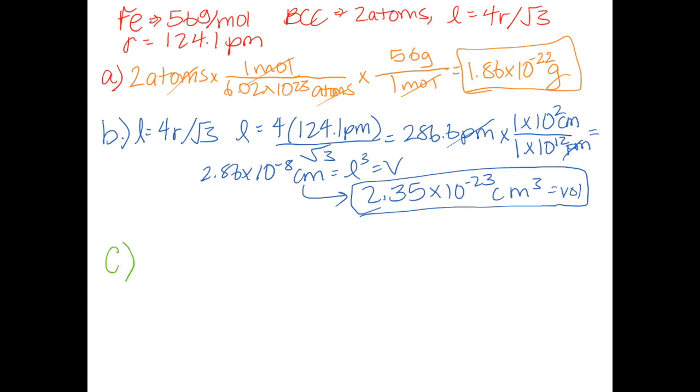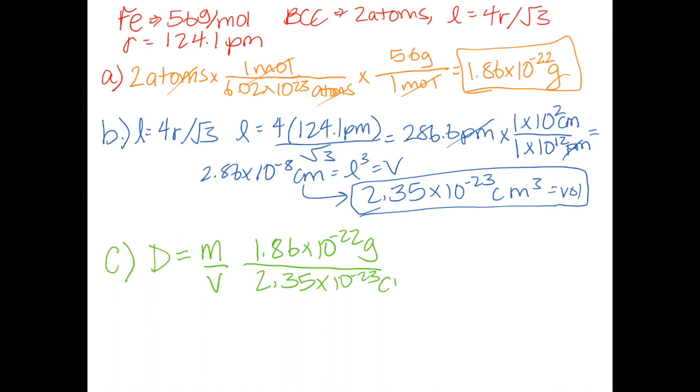All right, now I need density. Remember, it's mass over volume, so I go ahead and I find my mass. And I go ahead and I throw in my volume, cubic centimeters. 7.9 grams per cubic centimeter. All of that, and we get 8. That is the density of my iron.